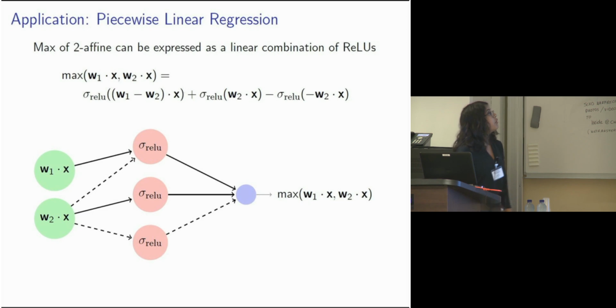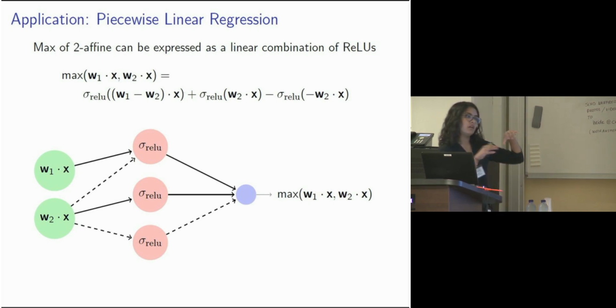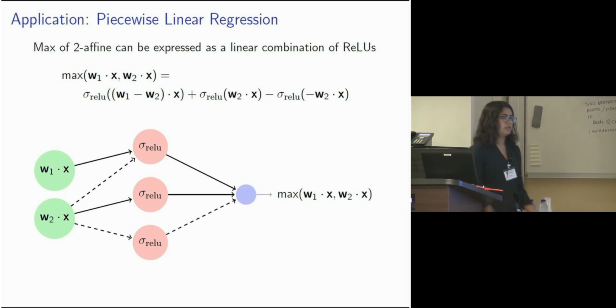I'll give an intuition of how we do piecewise linear regression. Basically, we can see that the max of two affine functions can be computed using a depth-two neural network as follows, where the dashed lines indicate negative weights and the solid lines indicate positive weights. And if you want to compute the max of k functions, then we can just compose these in log k depth and get a neural network. And since we can learn a constant depth network, we can do this too.